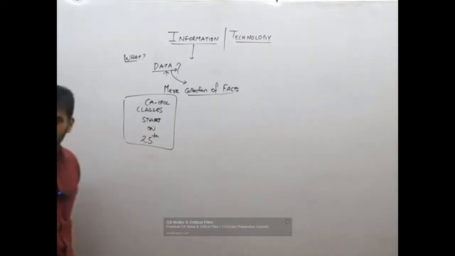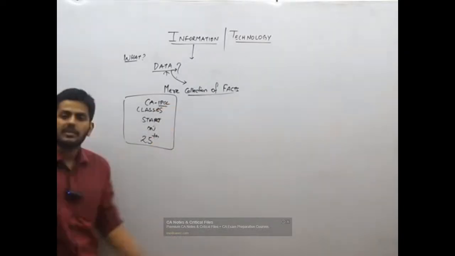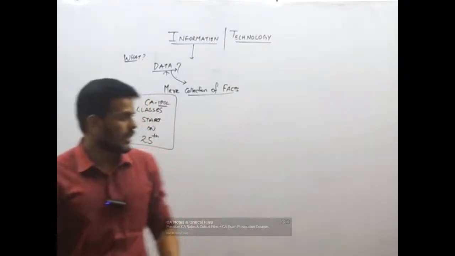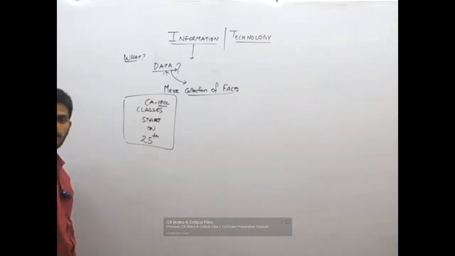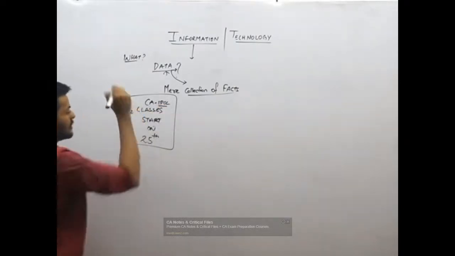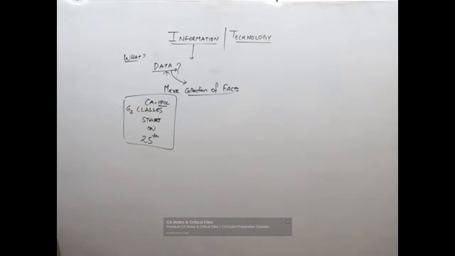Understood? They are not there. So only IPCC candidates will start. But they are also a problem. They are also not done yet. Sir, I already finished my group 1. See, IPCC class means which one? Group 1 or group 2? We don't know anything. So here, CA IPCC group 2 classes, a little more clarity on the board.